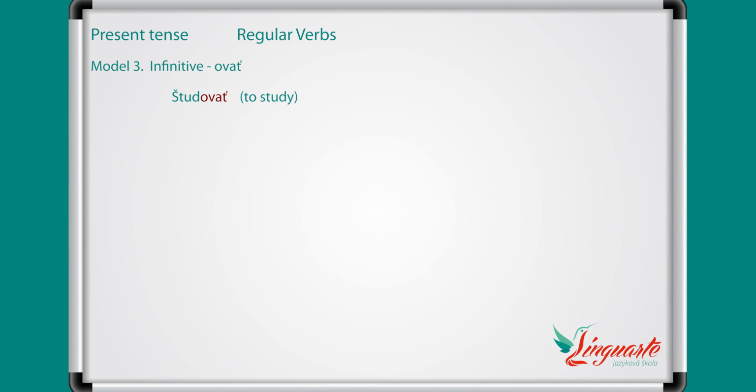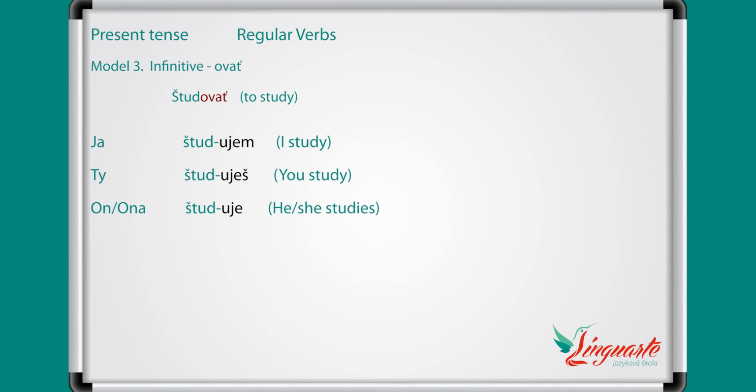The third model of verbs is for the ones ending with infinitive, ovať, like študovať, to study. After dropping the ending ovať from the infinitive, we have štud. And then we say ja študujem, I study, ending ujem. Ty študuješ, you study, ending uješ. On študuje, he studies, ending uje. Ona študuje, she studies. Ono študuje, it studies.